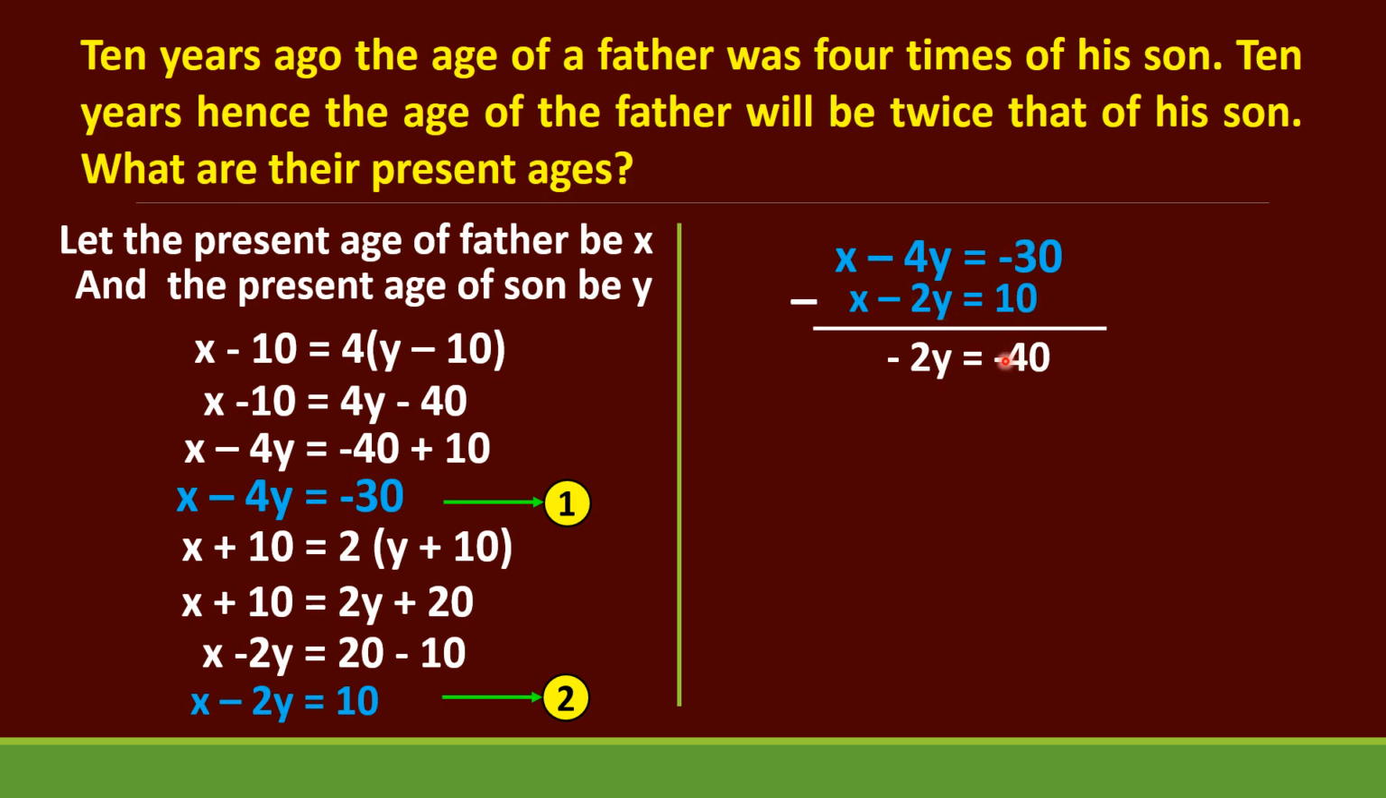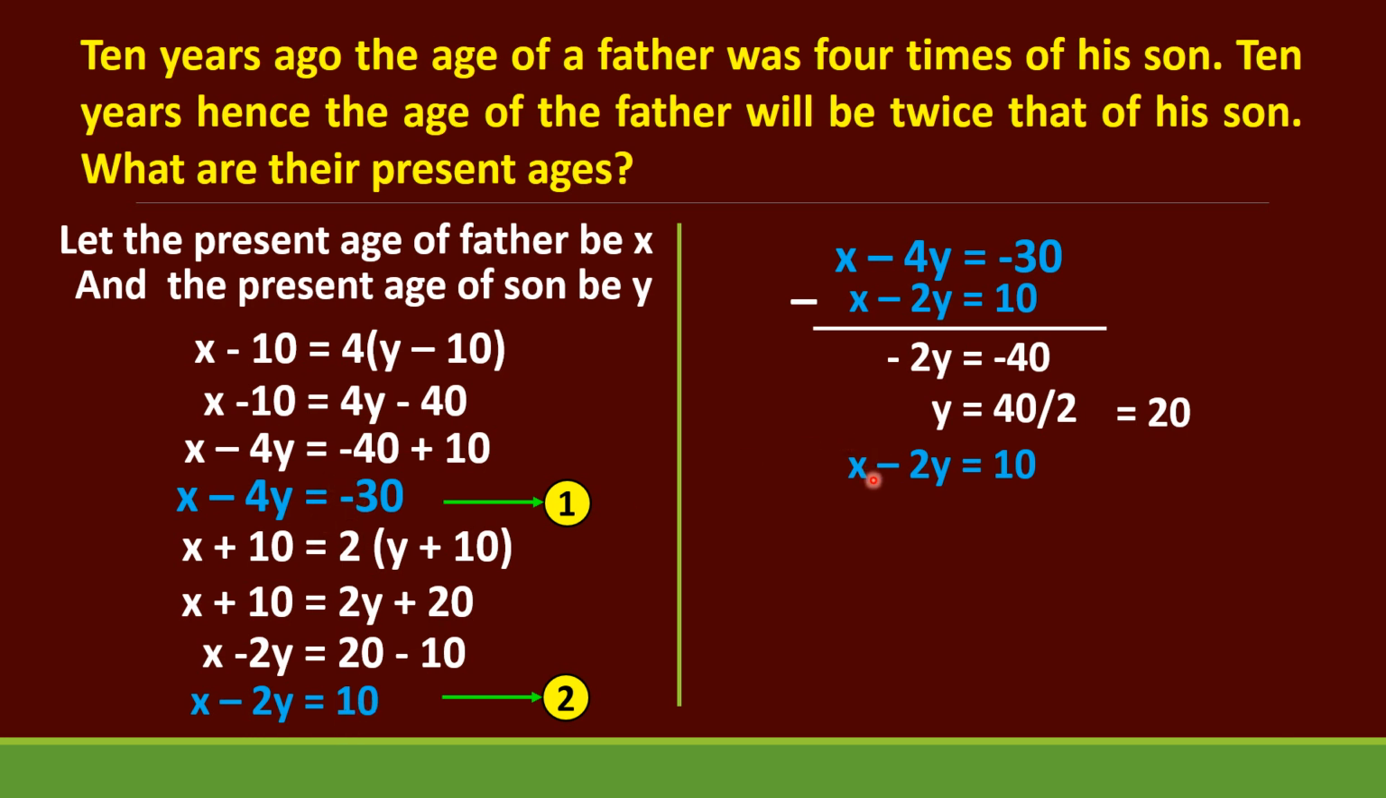Since both sides there are negative signs, we can remove it. So y is equal to 40 divided by 2. Hence y is equal to 20. That is the present age of the son is 20. Now we can find the value of x by taking any of these equations. Here we are taking x minus 2y is equal to 10 because that is more simpler for calculation than this one. Any of these equations can be taken.